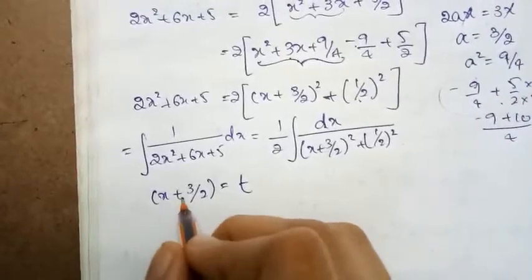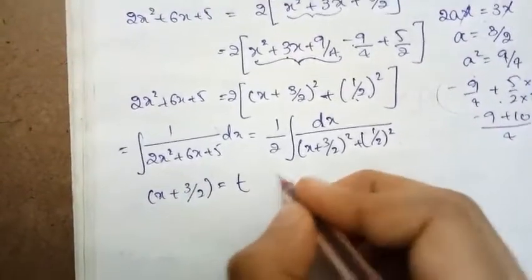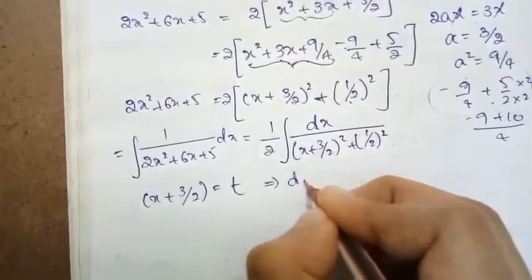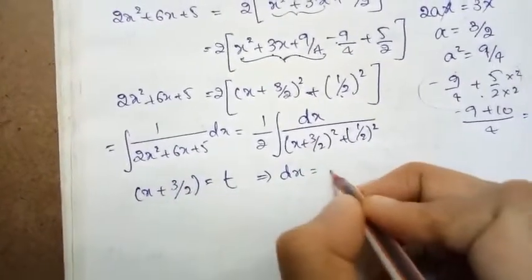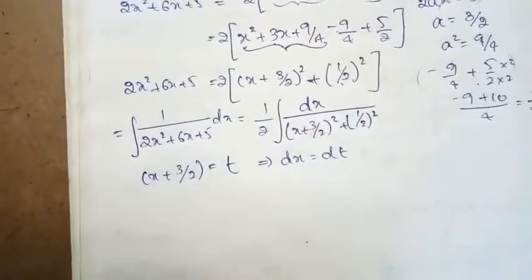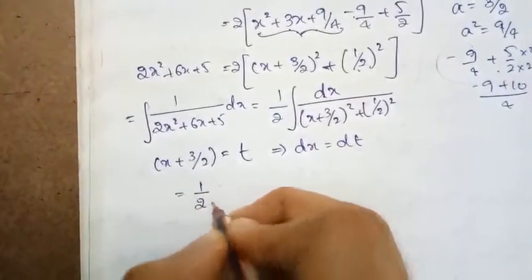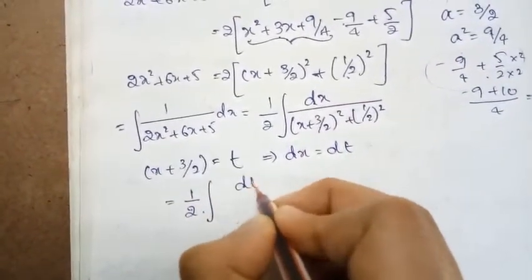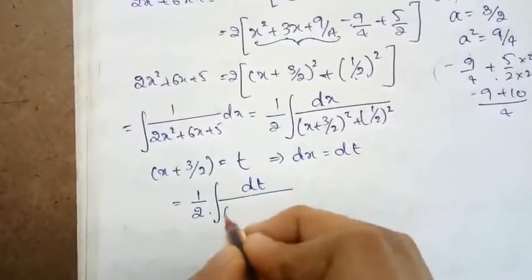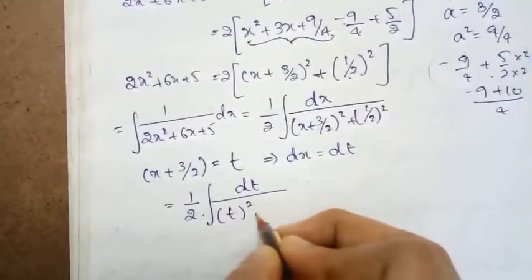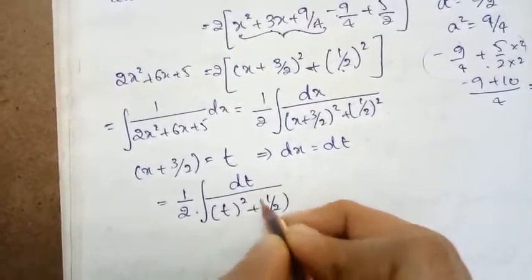We are taking (x + 3)/2 equal to t. After that we will differentiate this with respect to x, so we get dx equal to dt. So now what happens to this equation? 1/2 integration of dt divided by t² + (1/2)², where I have taken this as equal to t.